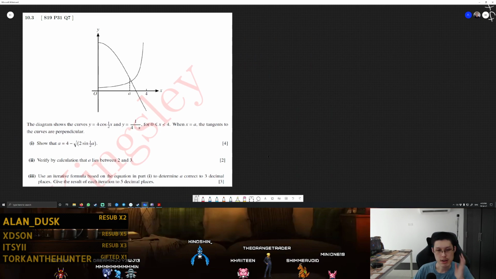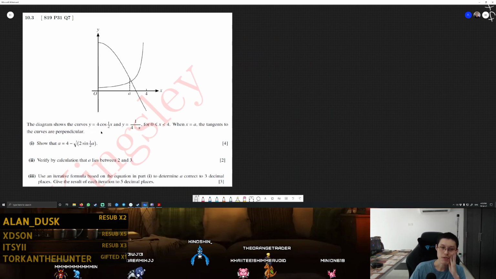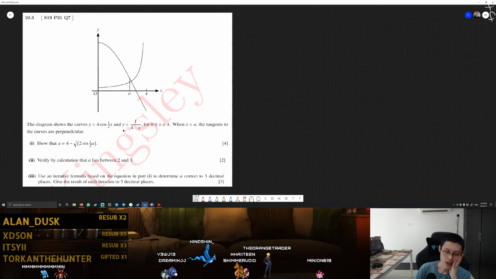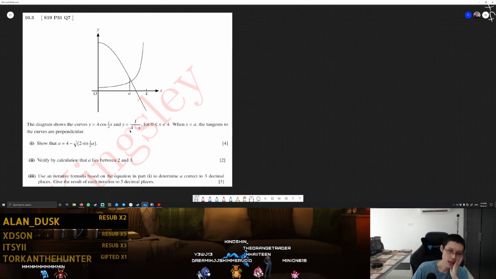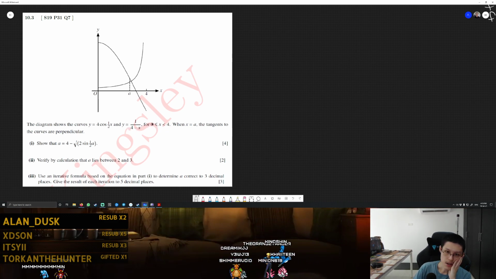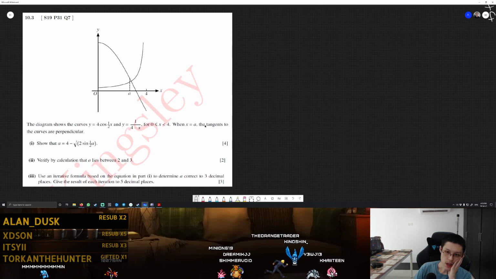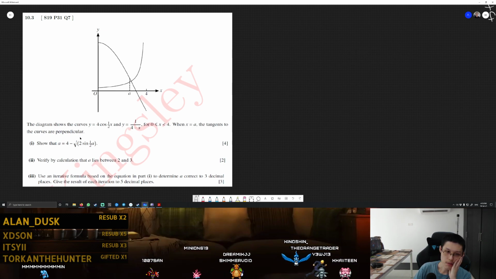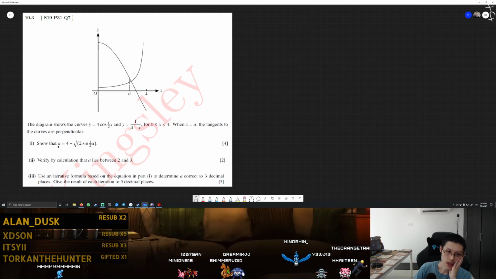Okay, check this out. So here you're given two curves, 4 cos half x and 1 over 4 minus x, right? And the interval is between 0 and 4. When x is equal to a, the tangents to the curves are perpendicular. Show that a is equal to this.